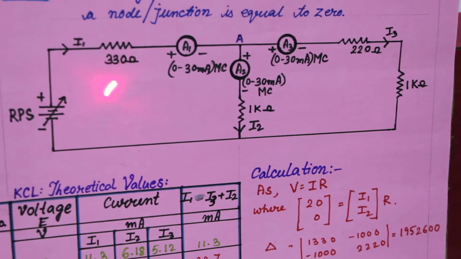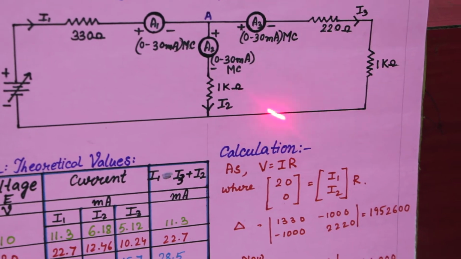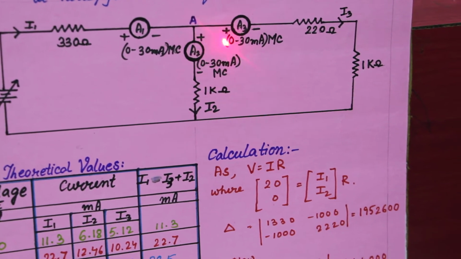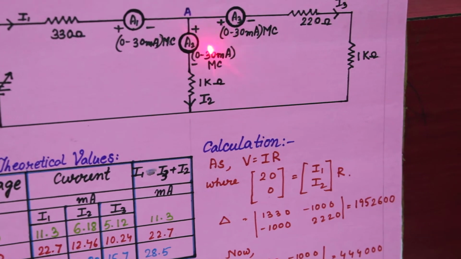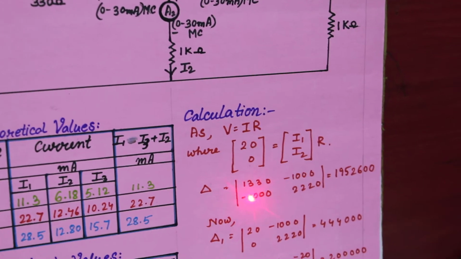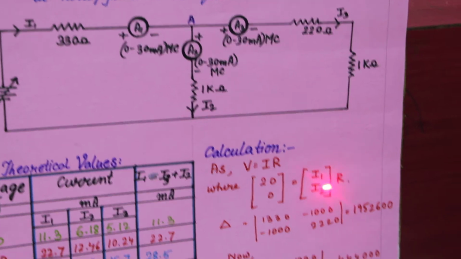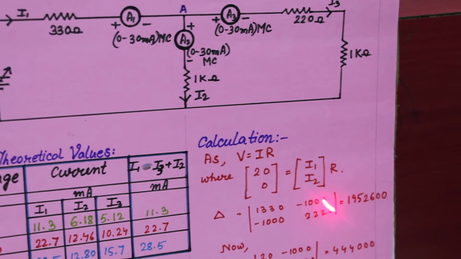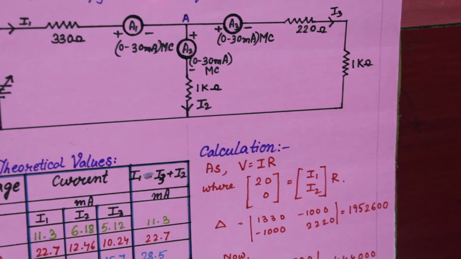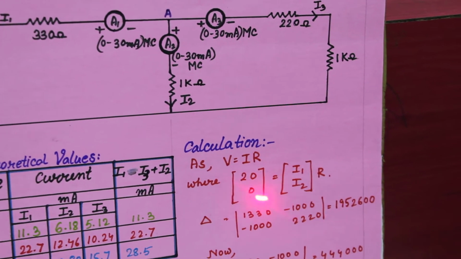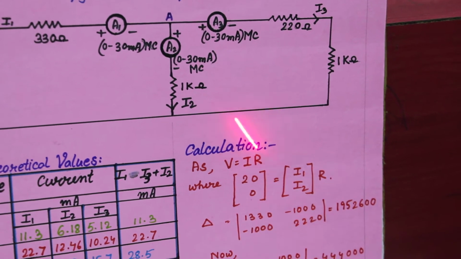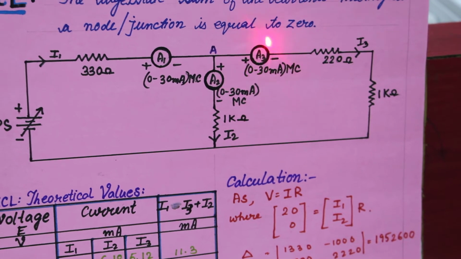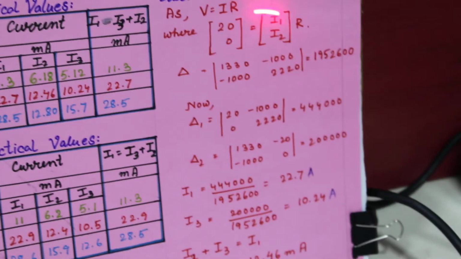Here we take the clockwise direction of the current in both the loops. When I take the clockwise direction, the current through the shared resistance will be in the opposite direction, so I put a negative sign, and the resistance is 1000 ohms. So R11 is the total resistance in the first loop, R22 is the total resistance in the second loop, and R12 or R21 is the negative of the resistance in the interconnecting path, provided the current direction through this resistance is opposite. Now you have calculated your del value.